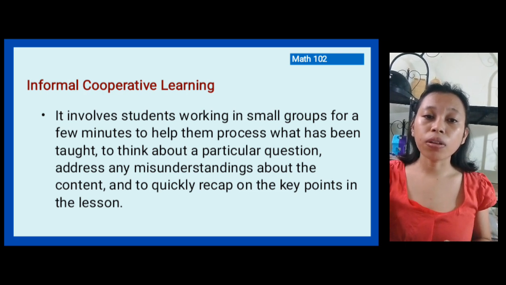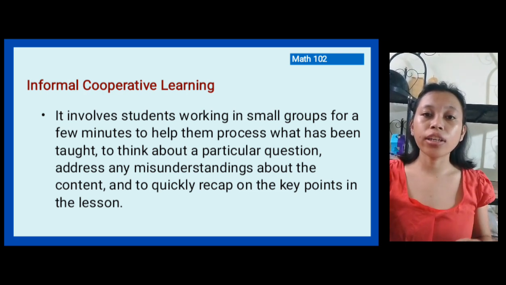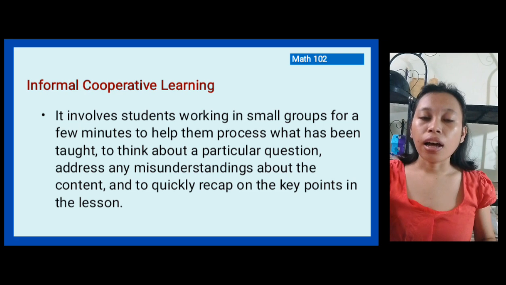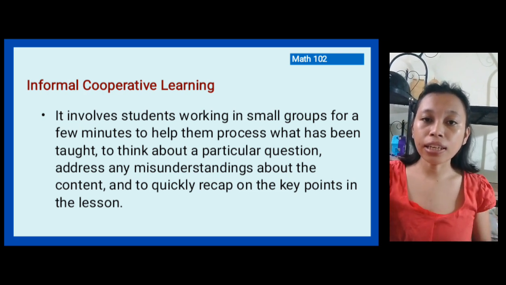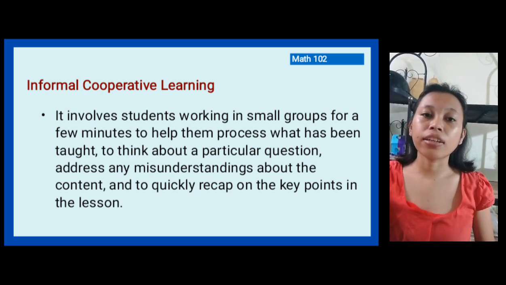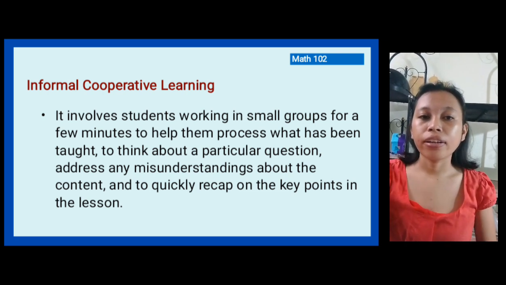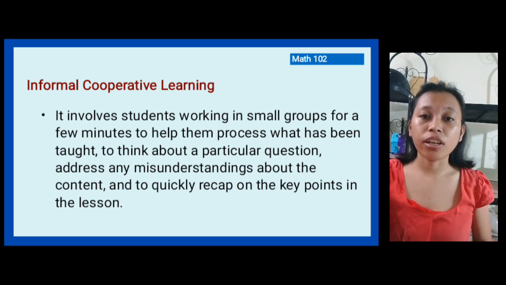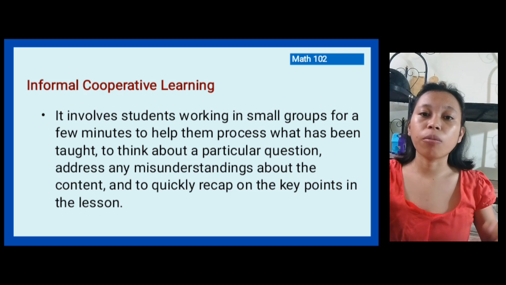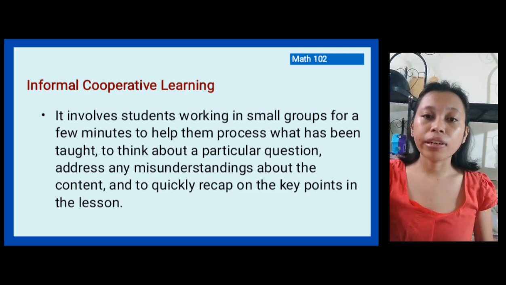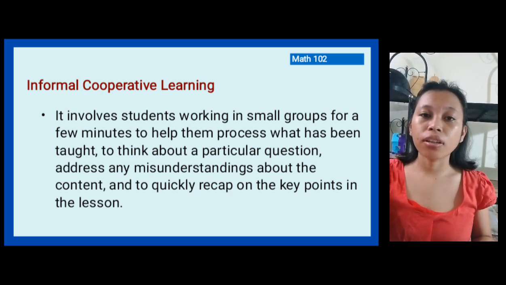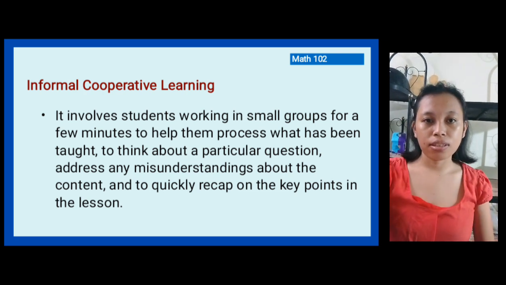The informal cooperative learning is a short, quick group activity of a few minutes to a class period. It helps students process learning, discuss key ideas, and clear up misunderstanding. Example, the think, pair, share. It's a quick group activity. That's an example of informal cooperative learning. Again, informal cooperative learning is a short, quick group activity.